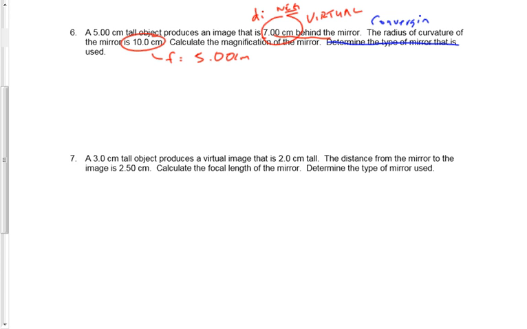Okay, the radius of curvature is 10 centimeters. That means the focal length is 5 centimeters, but it is positive 5 centimeters because a converging mirror produces a real focal point. Even though it's a virtual image, it's a real focal point. What's the magnification? All right, so let's say M is equal to HI over HO equals negative DI over DO.